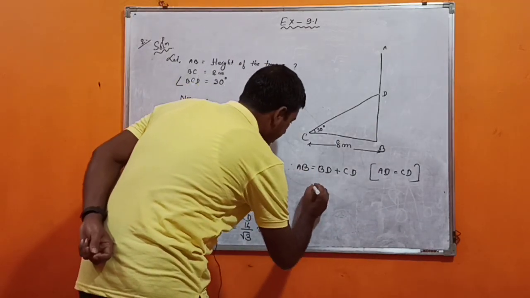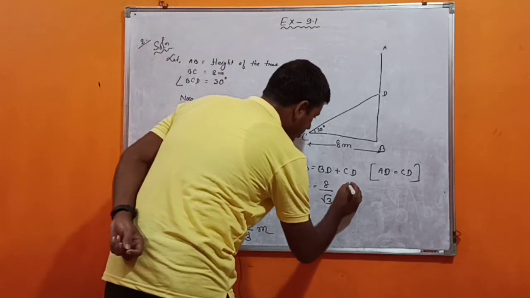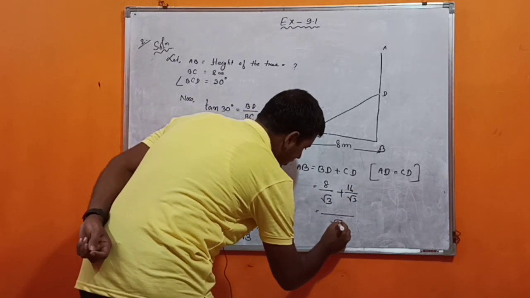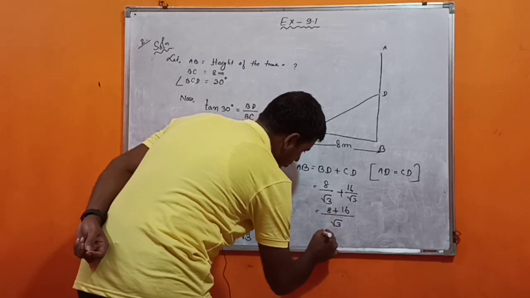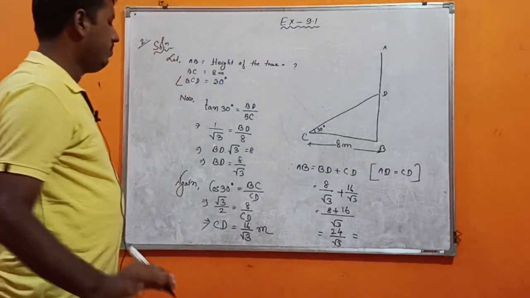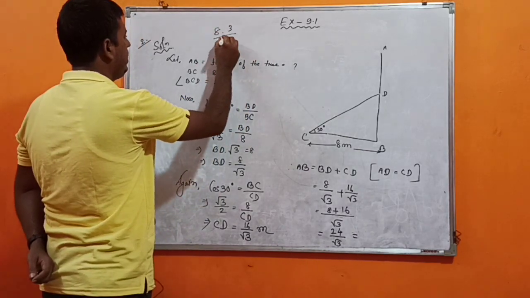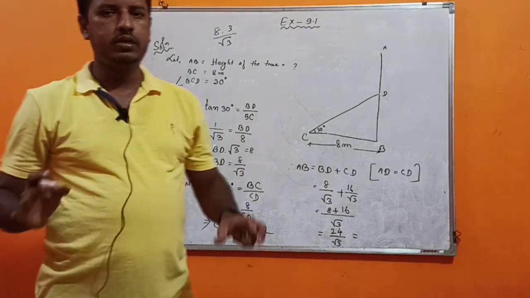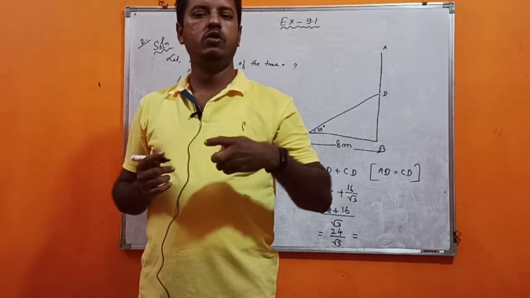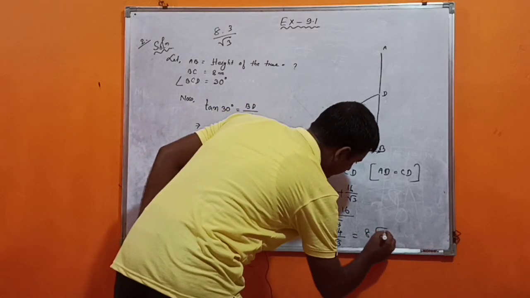Now the value of BD is 8 by root 3. Value of CD is what? 16 by root 3. And if we take the LCM root 3, then it will be 8 plus 16, so it will be 24 by root 3. Okay, and 24 by root 3, I am saying here that 24 can be written as 8 into 3, and it will be 8 into 3 by root 3. Okay, and 3 again can be written as root 3 into root 3. Then 1 root 3 from numerator and 1 root 3 from denominator will be cancelled, and the answer will be what? 8 root 3 meter.